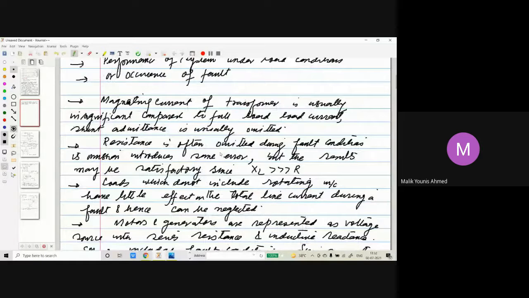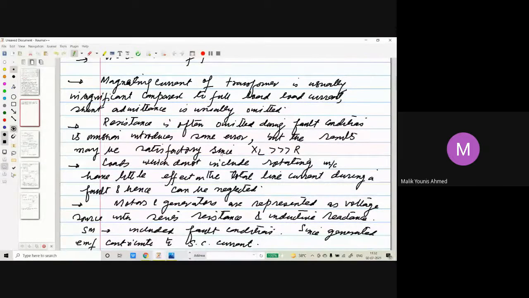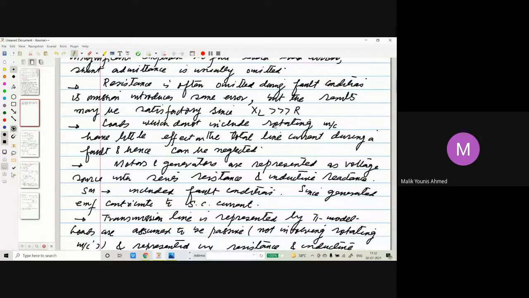Magnetizing circuit we will not include because current will be very small as compared to full load current. Shunt admittance will be omitted, not considered. Resistance will not be neglected during fault conditions because its omission will introduce a very small error, since inductive reactance is much larger compared to resistance. And loads which do not include rotating machine parts will have little effect on the line current and can be neglected.